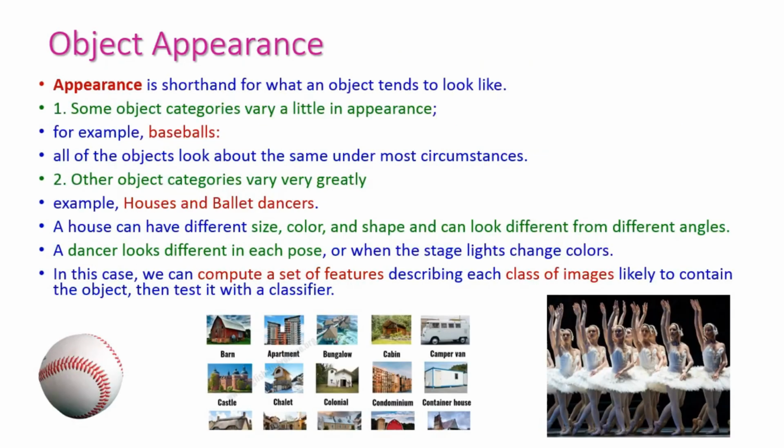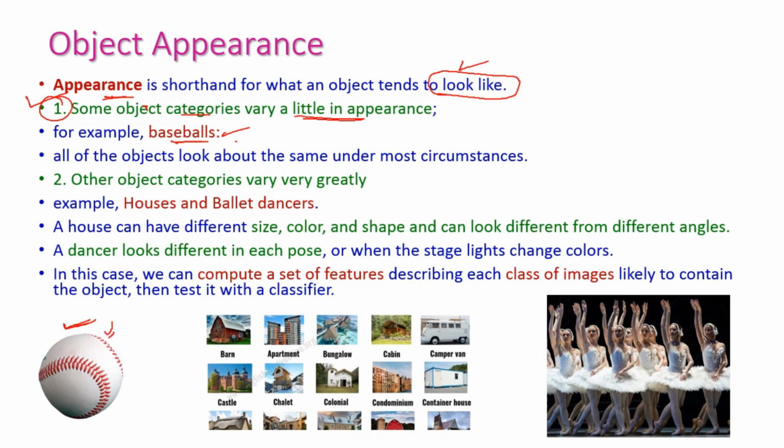Object appearance. Here the appearance means how the object looks in an image. This is called appearance. Based on the appearance we can divide the objects into two different categories. First, some objects have very little variation. For example, we can take baseballs or any other balls. The ball's shape will be very similar. The difference will be very little when it comes to the ball. This is the first category.